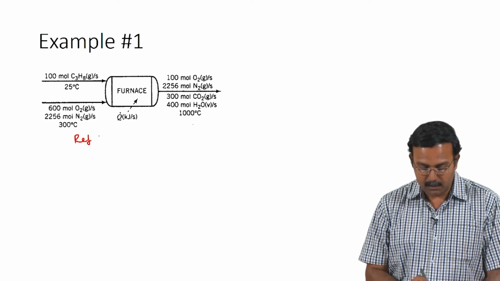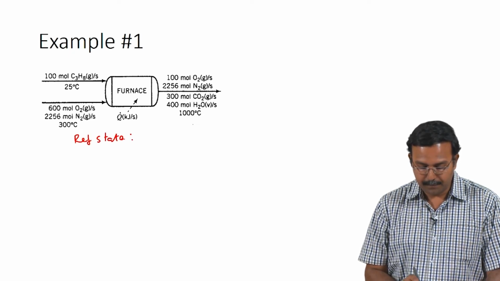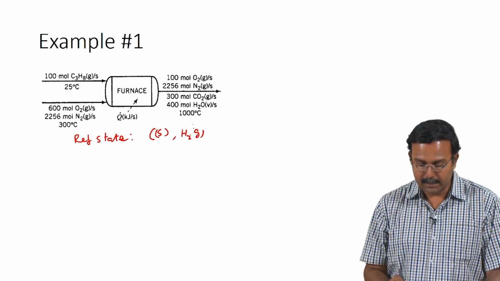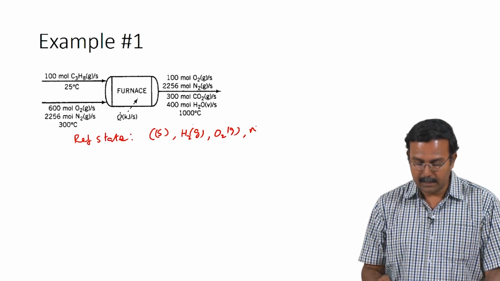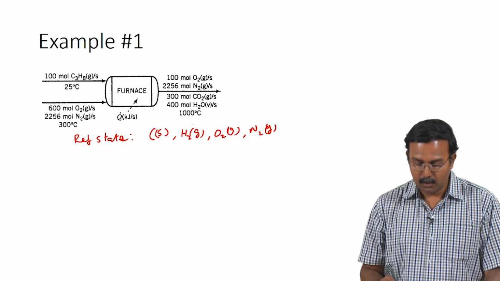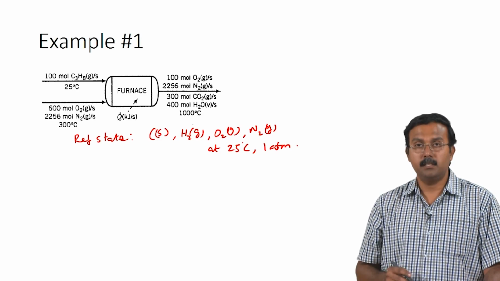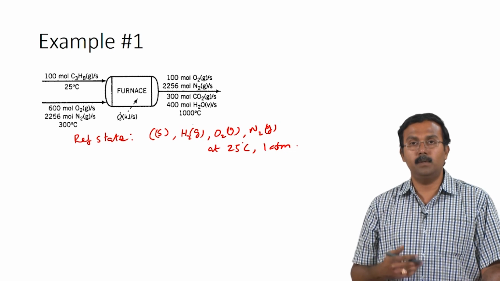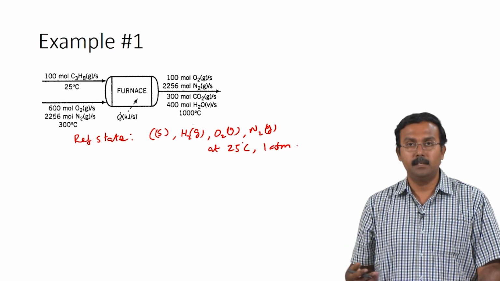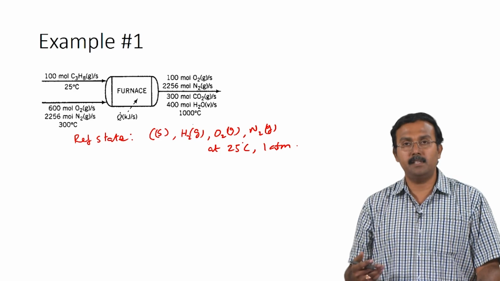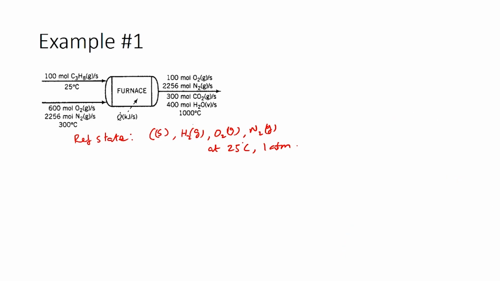So, taking that into consideration, let us now build the enthalpy table with the appropriate reference states. So, the reference states would be carbon solid, hydrogen gas, oxygen gas and nitrogen gas, all at 25 degrees Celsius and 1 atmosphere, because this is the elemental forms which would be used in the heat of formation method, and these are the compounds. This would be the reference state where we can actually use the standard heat of formation which can be obtained from tables.